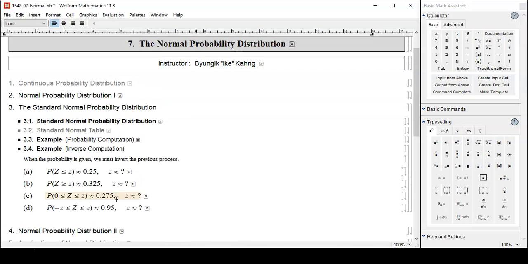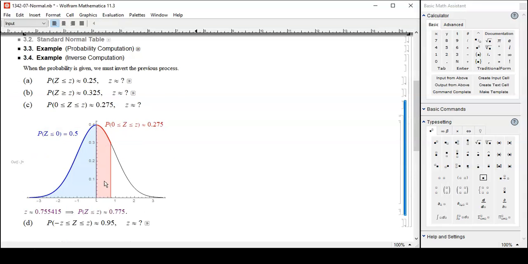How about something like this? Between 0 and z is 0.275. So this part is 0.275, the red part, between 0 and z. So if you're going to look up the normal table, you need left-hand side shading, and this left-hand side is of course half, so 0.5. So you have to look up 0.775. Find your z-score from your z table, the closest to the probability 0.775, and you're supposed to get about something like this, 0.755. Yeah, okay, all right.